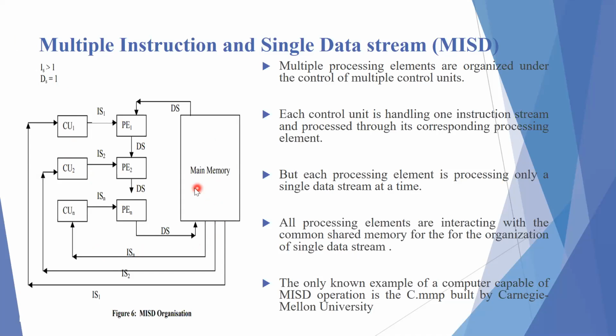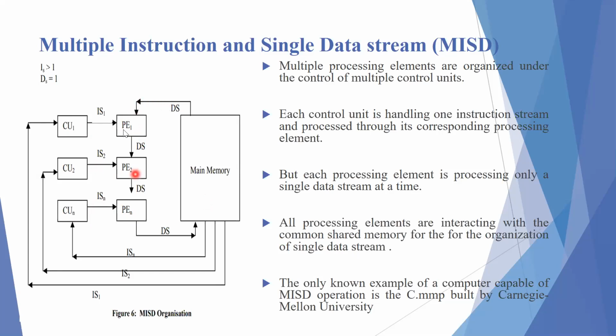So from the main memory, we have dissociated the memory into data and instruction, for example. The instruction stream 1 goes to control unit 1, instruction stream 2 goes to control unit 2, and instruction stream n goes to control unit n, respectively. Control unit 1 issues the respective command signals to the processing element 1. Control unit 2 issues the respective control signals to the processing element 2, and the control unit N issues the respective control signals to the processing element N, while each one of them will be supplied with the same set of data.